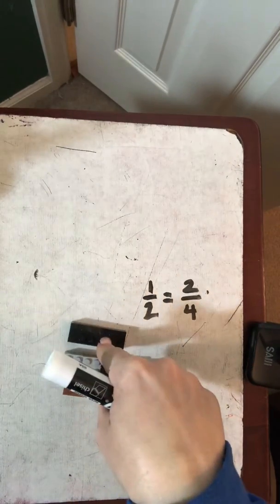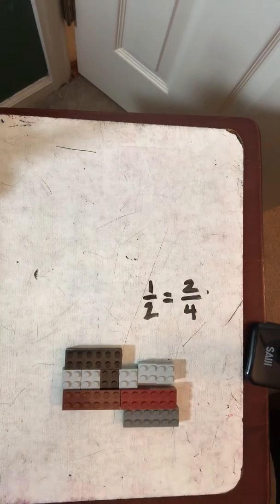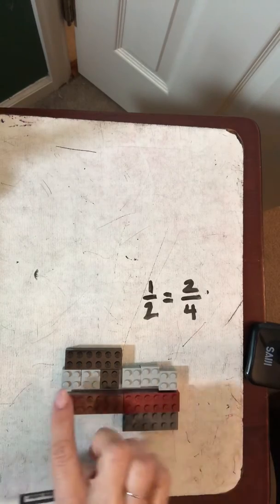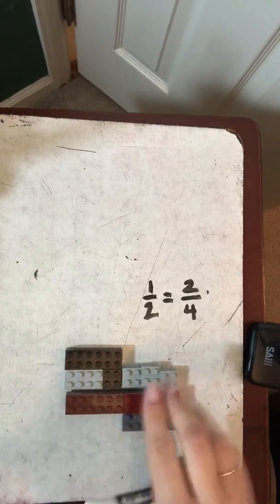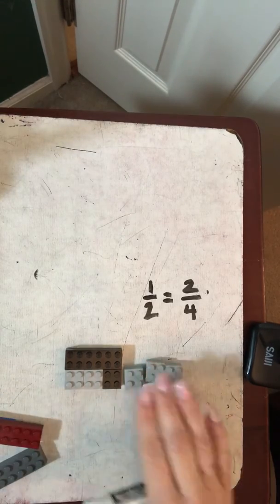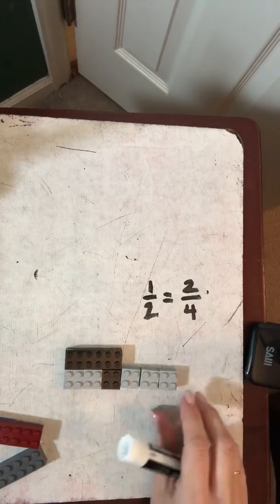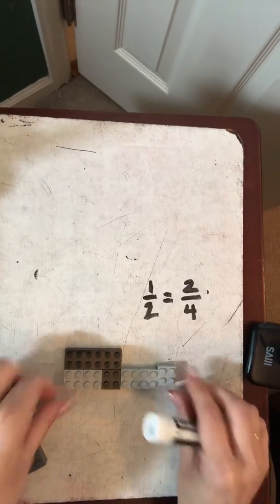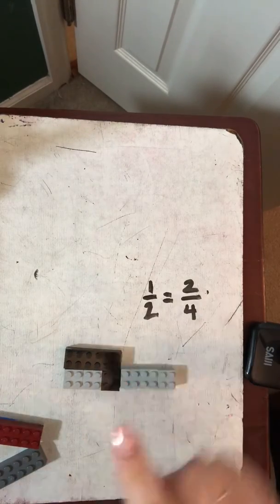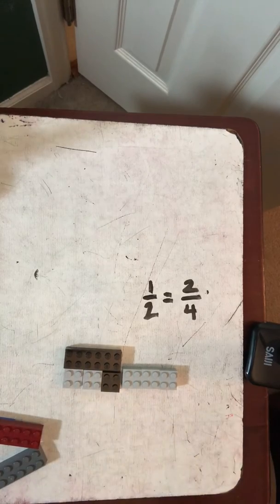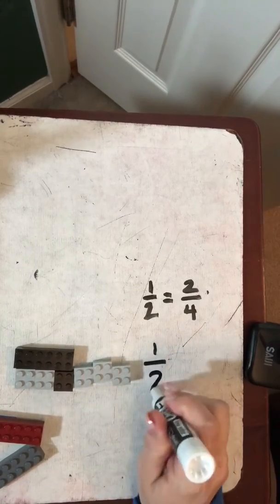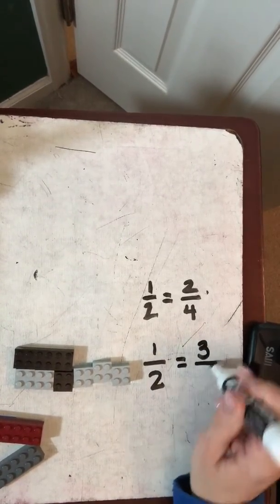Let me bring the 1/2 up here. Let's see. You should notice that, look, let me move these out of the way. Here's my whole broken into sixths. And if I line up my 1/2, 1, 2, 3 of the sixths are equal to 1/2. So over here, I'm going to write that same thing. 1/2 is equal to 3/6.